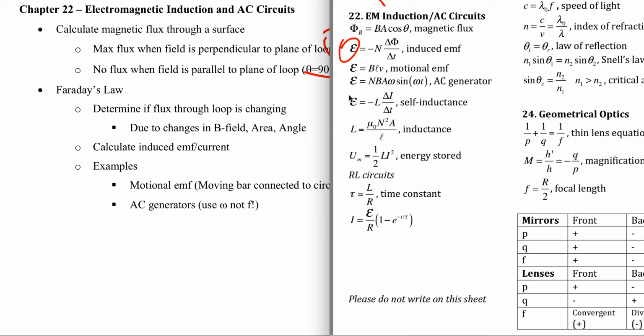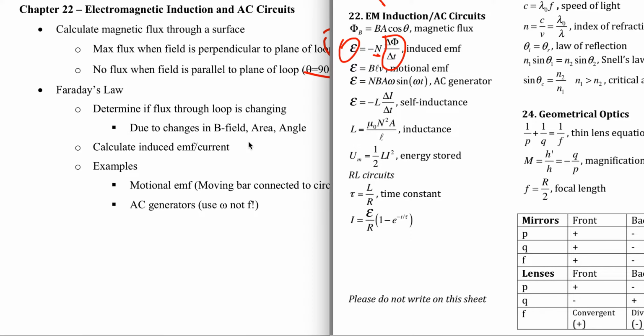Faraday's law gives us how much EMF is induced in this loop. It depends on how fast the flux is changing and also the number of loops. But really, the faster the flux changes, the more EMF will be induced in that loop. And remember, EMF is a voltage. So you need to be able to calculate this. We've had multiple examples.